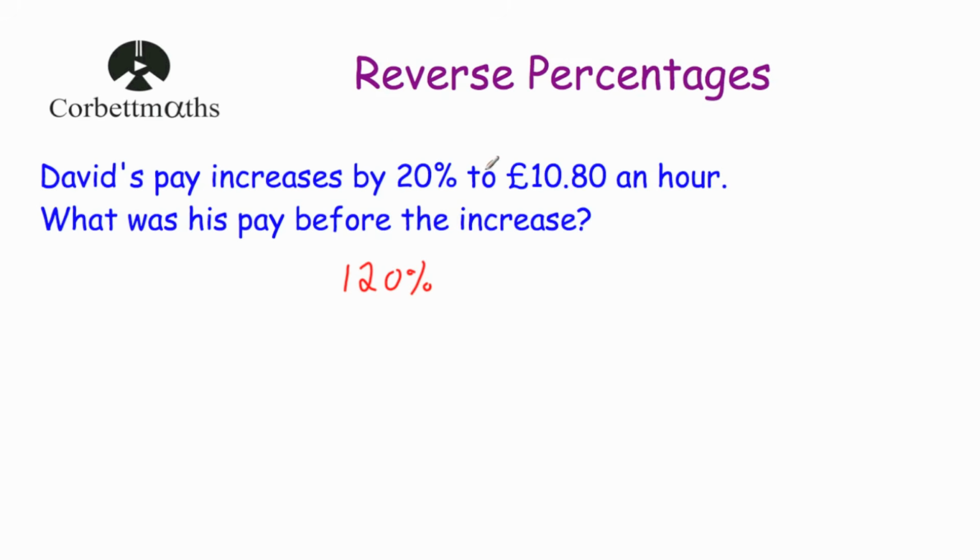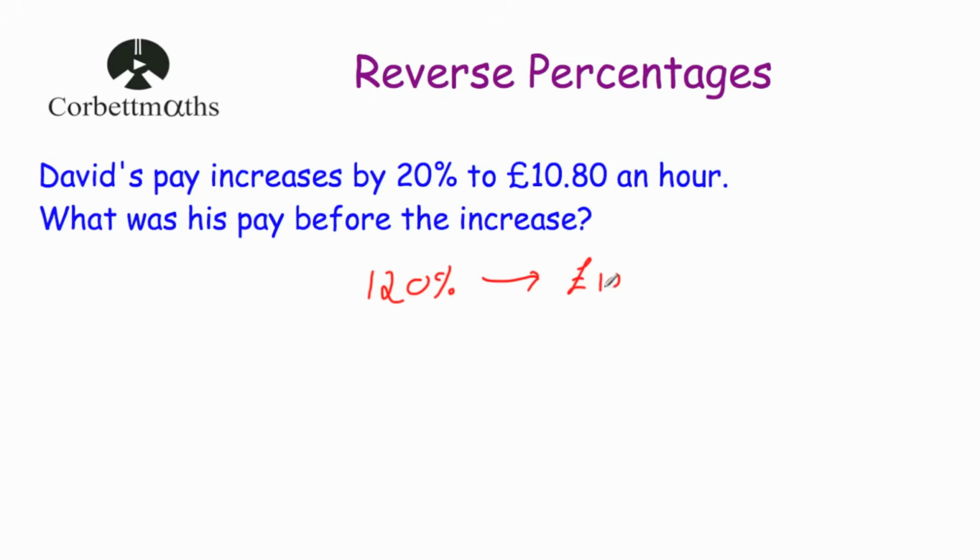If it had gone up by 15%, it'd be 115%. If it had gone up by 2%, it'd be 102%. If David's pay had actually gone down by 5%, if it decreased by 5%, it'd be 95%. But we know it's gone up by 20%, so we know 120% is going to be equal to £10.80. And we want to find 100%.